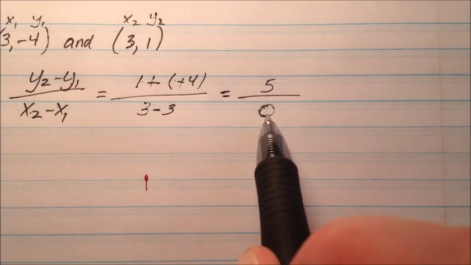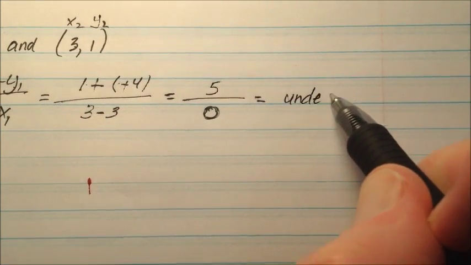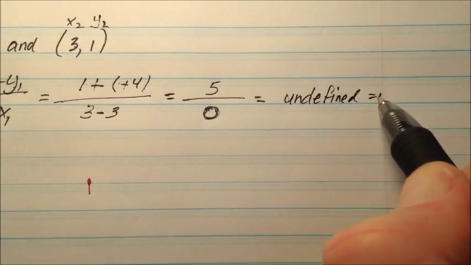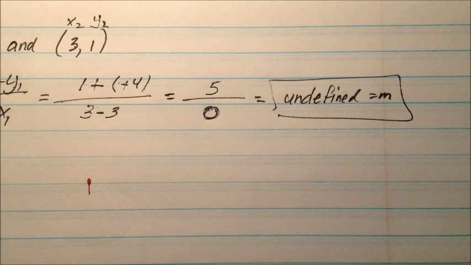Well, we cannot have division by 0, so we're going to say in this case that it's going to be undefined. So our slope then is undefined. Well, what kind of a line has an undefined slope? Well, that's going to be a vertical line. So all vertical lines have an undefined slope. And again, we'll talk about that much more in a later video.